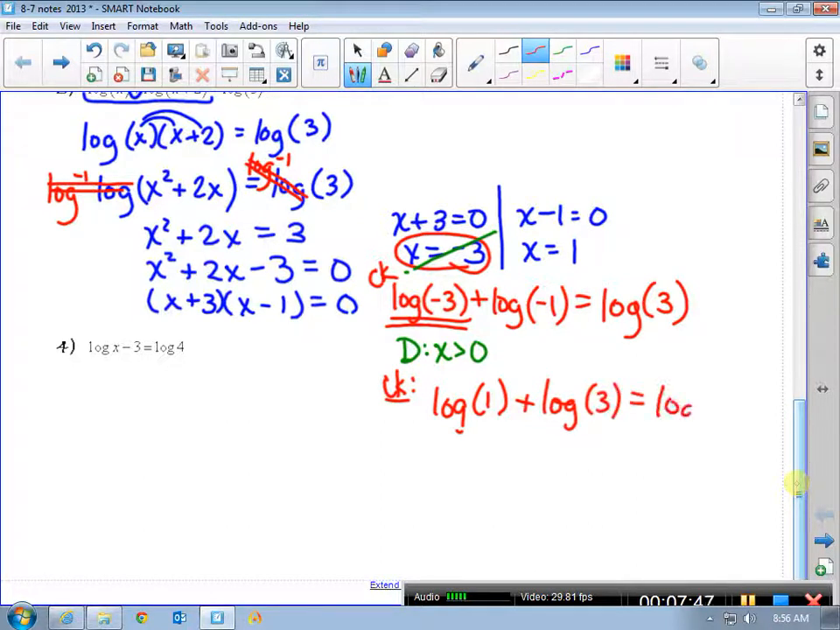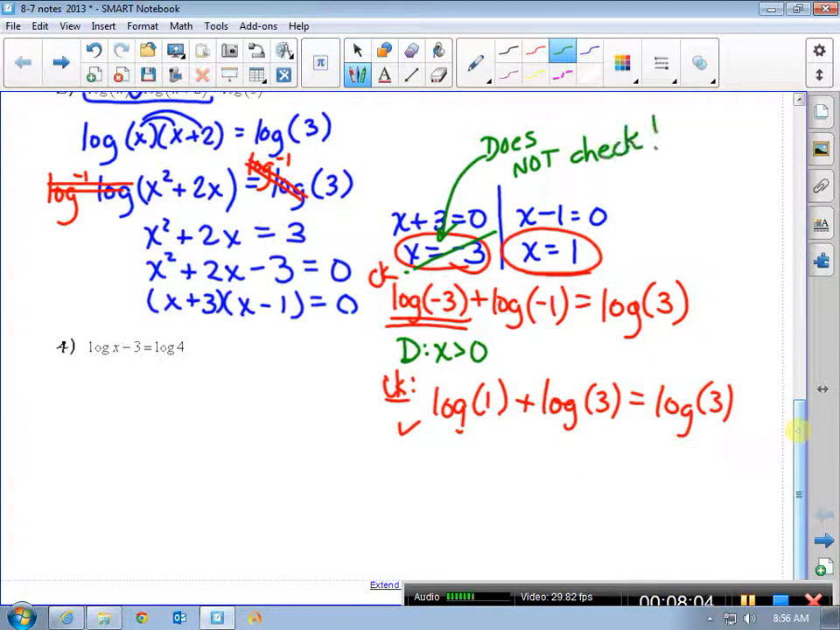Equals the log of 3. So that should check on your calculator just fine. So we only have x equals 1 as an answer. So here, it does not check because it is not in the domain, and you need to reject it.